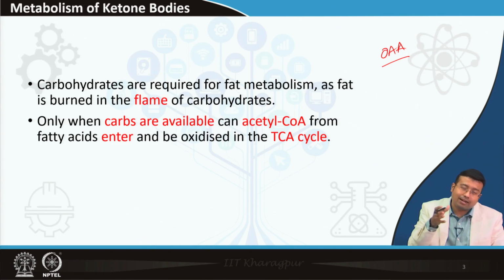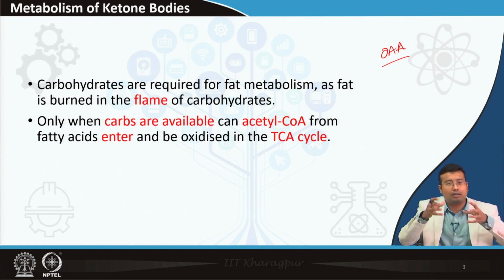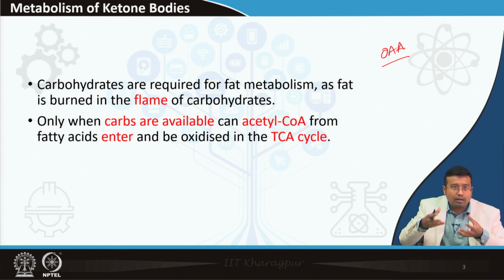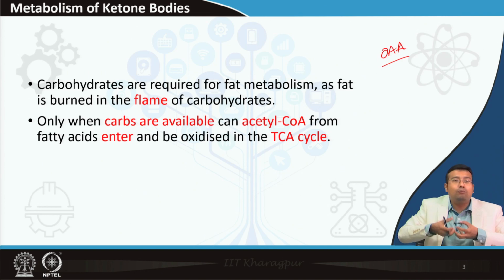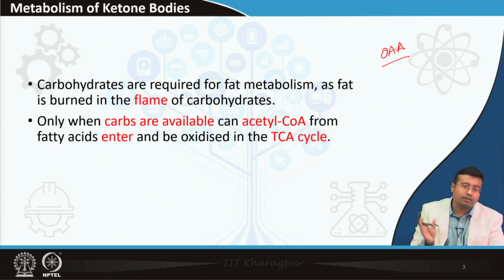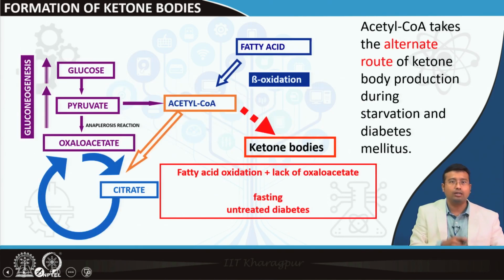Oxaloacetate is actually shunted towards something known as gluconeogenesis. You already know what gluconeogenesis is: in any case where the body has less glucose, the body will try to make more glucose, either by degrading the stored carbohydrate, that is glycogen, or by using other compounds in order to form glucose. So, oxaloacetate is one such compound that is shunted towards production of glucose via gluconeogenesis, and that actually jeopardizes the TCA cycle.